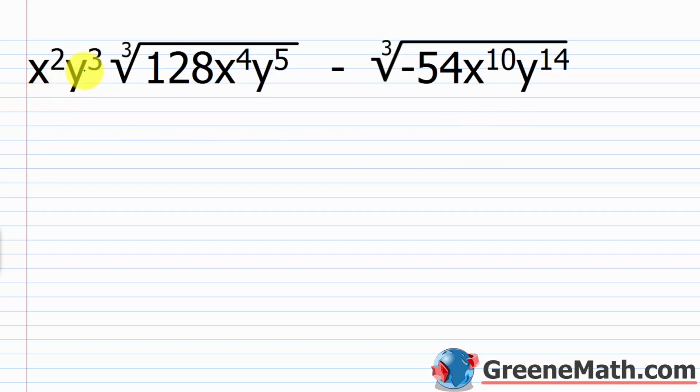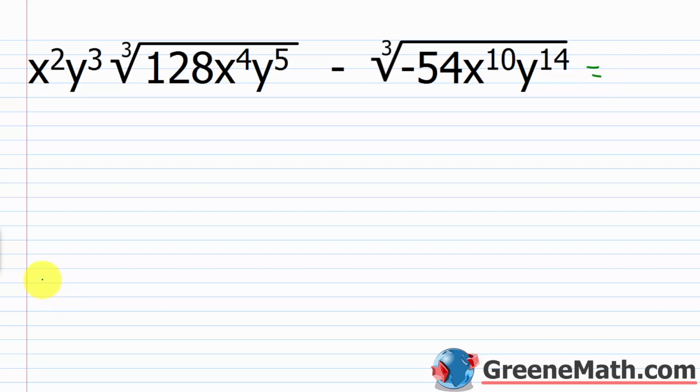So we have x squared y cubed times the cube root of 128x to the 4th power y to the 5th power minus the cube root of negative 54x to the 10th power y to the 14th power. So this one's going to be tedious. I'll warn you in advance. It just takes a while to simplify. So I'm just going to look at each one separately, and then we'll kind of come back up.